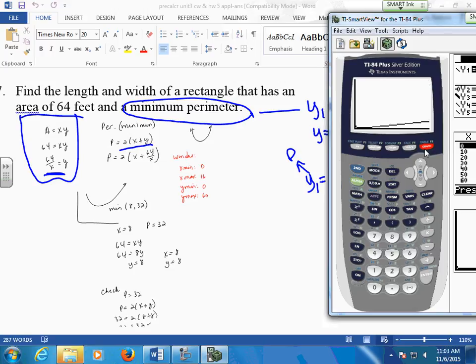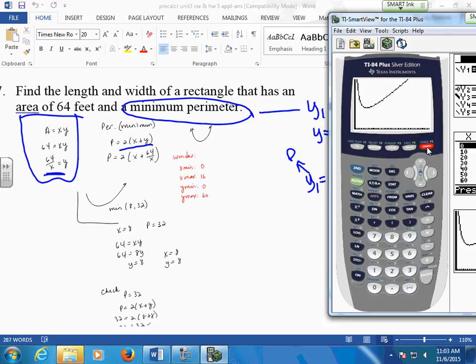So I might need to change, which part should I need to change? I'm going to change my x. Maybe my x is too far. I definitely have to change my y. So maybe my x, I'll make it go to 50, and my y really doesn't need to go that high at all. So maybe I'll make my y max go to 75. And to see, can I see a curve?